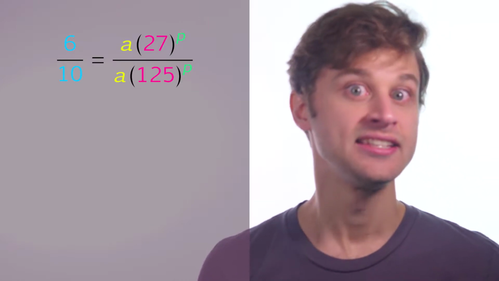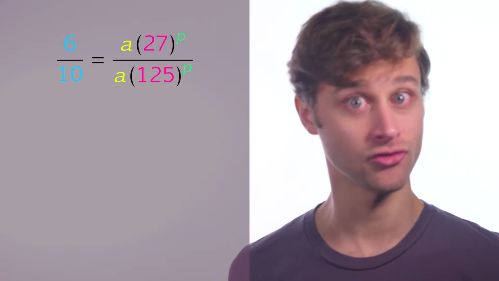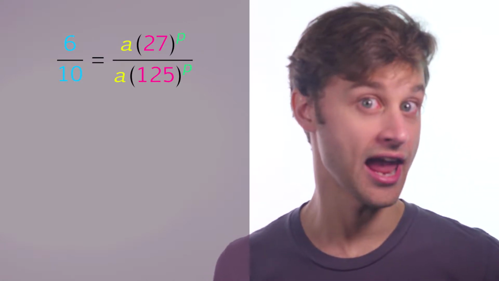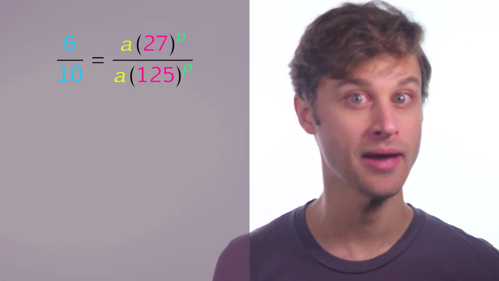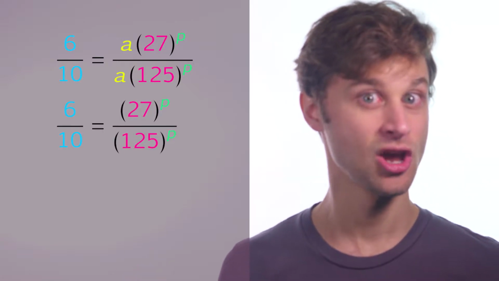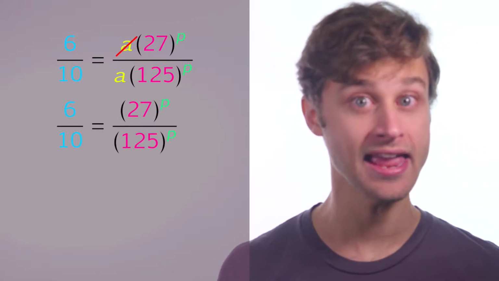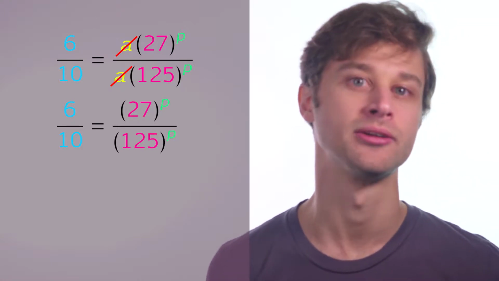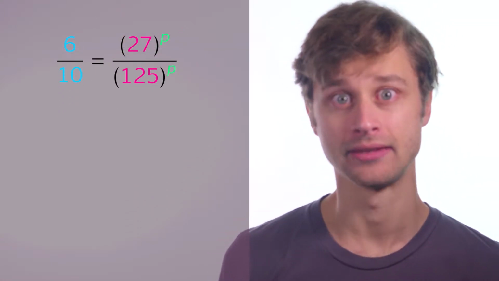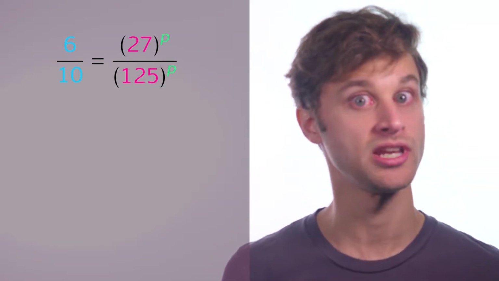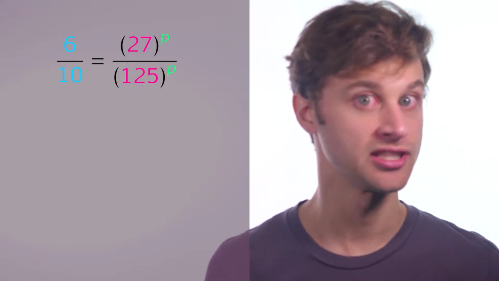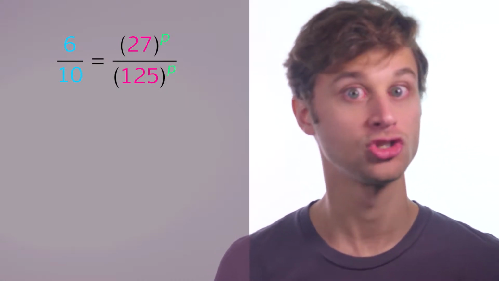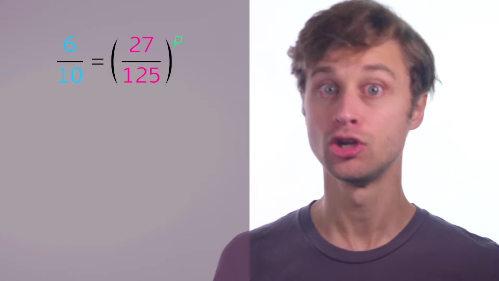So for instance, 6 divided by 10 is just 6 over 10. A times 27 to the p power over a times 125 to the p power gives us this, where now I can cancel out those a values because they're factors in both the numerator and the denominator. This eliminates one of my variables, a. Now, because p is a common exponent between the numerator and the denominator in this fraction, I can put p outside the whole fraction. So now I have 27 over 125 to the p power.